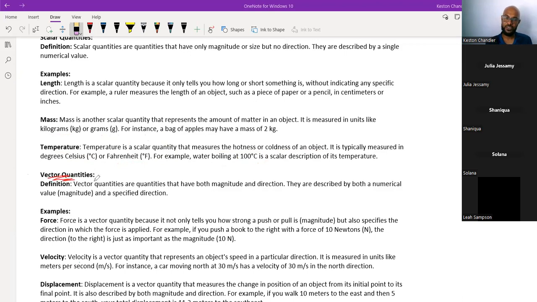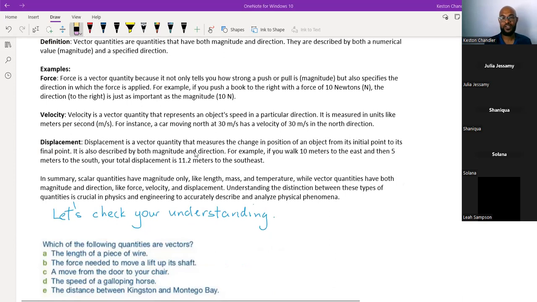And vector quantities, on the other hand, have both magnitude and direction. So they are described by a numerical value, which is the magnitude, and also a specified direction. A very easy example to look at is force, if any of you do physics. Force is a vector quantity because it not only tells you how strong a push or pull is, that's the magnitude, it also specifies the direction of the force applied. So if you push a book to the right with a force of 10 newtons, the direction is to the right. The direction is just as important as the magnitude.